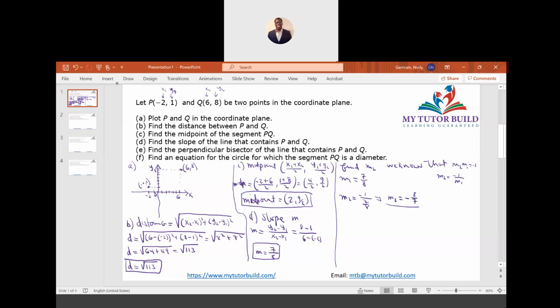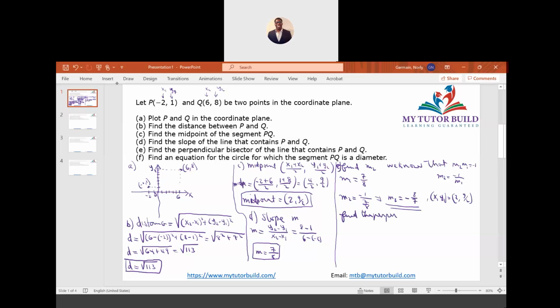Now that we have the second slope, we can use the slope and the coordinates of the midpoint. We're going to consider a new point, which is 2 and 9 over 2. Using these two pieces of information, we can eventually find the perpendicular bisector. So we can find the, let's say F, that was the E. I'm going to write E right here.